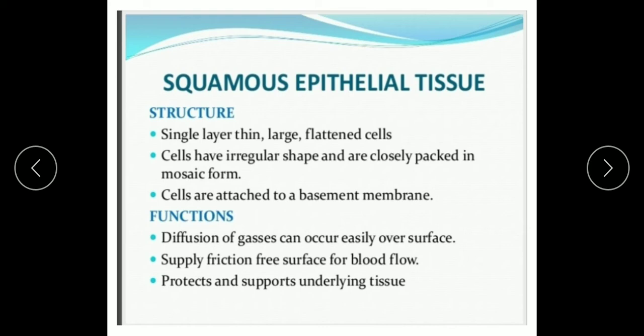Blood vessels carry blood from the heart to the various parts of the body, and from the various parts of the body back to the heart. So this tissue provides a friction-free surface. The next function is to protect and support underlying tissue. The squamous epithelium protects the inner organs, tissues and muscles.